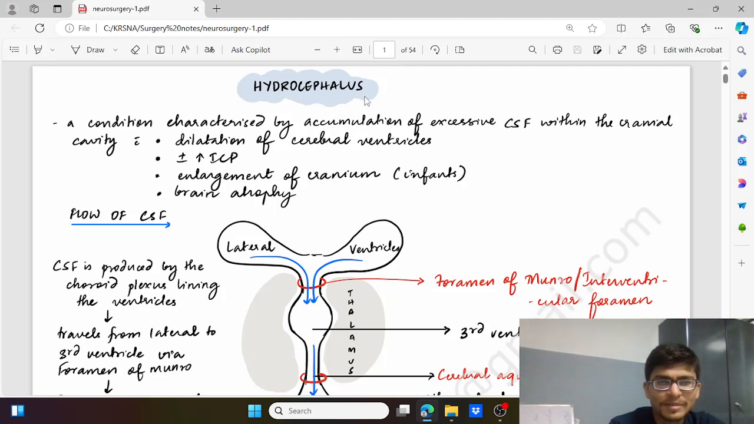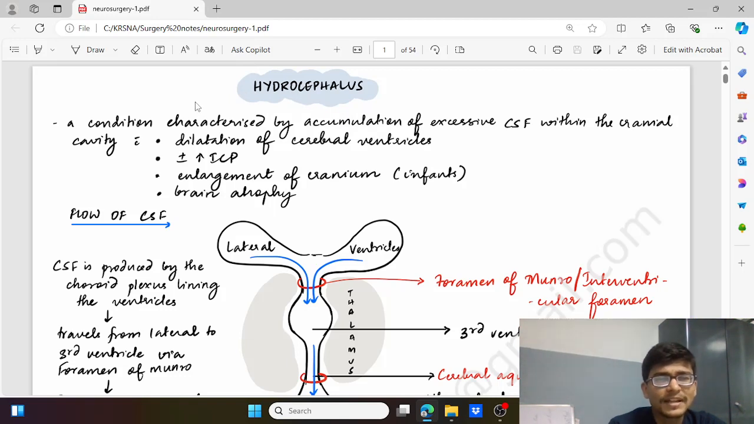Today we'll be discussing hydrocephalus. It will be helpful for MS, DNB, and SS exams. Also, it will be useful for MBBS exams, surgery.